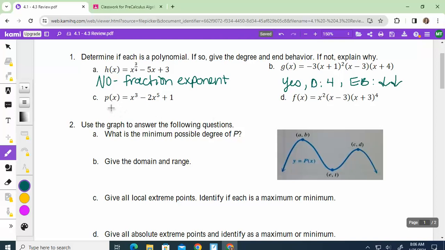All right, C, is that one a polynomial? Yes. What is the degree? I tried to trick you on that one. We're used to it being the first term, but it's the highest exponent, so that's 5. End behavior. Up, down. We have to look at the term with the highest power. We know odds look like a cube, but because it's negative, it would flip, so up, down.